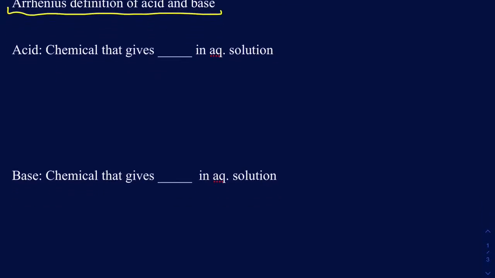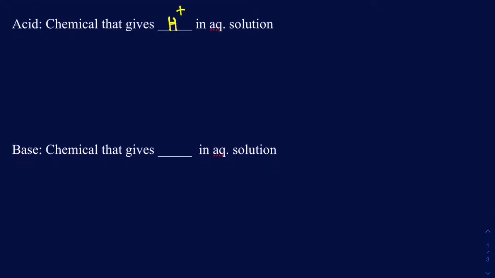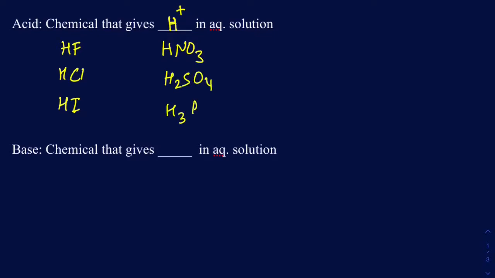According to Arrhenius, an acid is any chemical that gives out H plus in aqueous solution. So all the oxyacids and binary acids that we have talked about are actually Arrhenius acids. For example, HF, which is hydrofluoric acid, hydrochloric acid, HCl, and hydroiodic acid are some of the binary acids. And some of the oxyacids are HNO3, H2SO4, that's sulfuric acid, and H3PO4, that's phosphoric acid. Those are your oxyacids, and they're also Arrhenius acids.